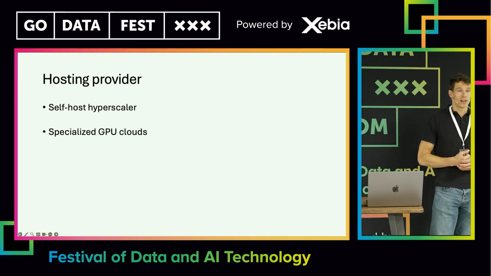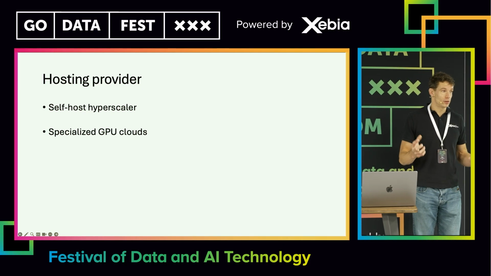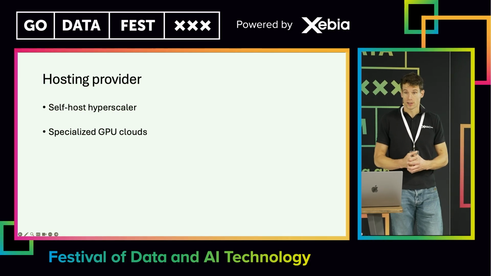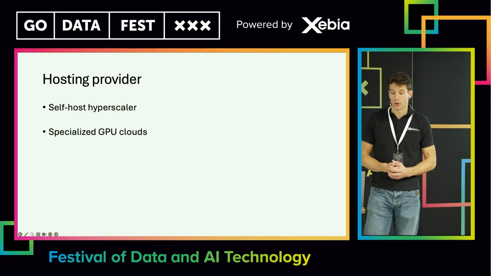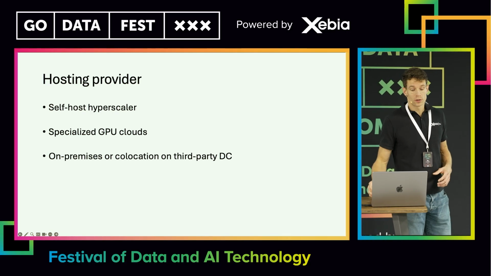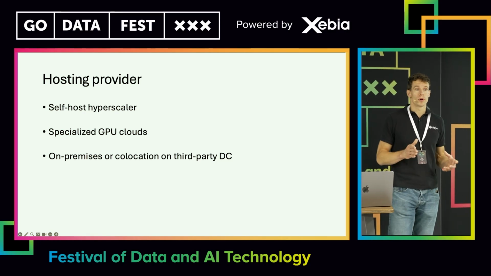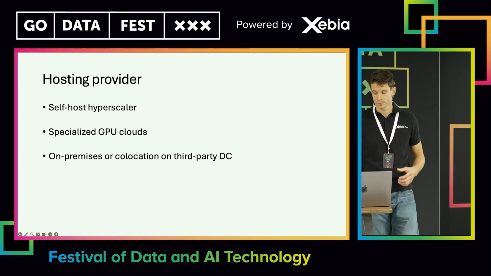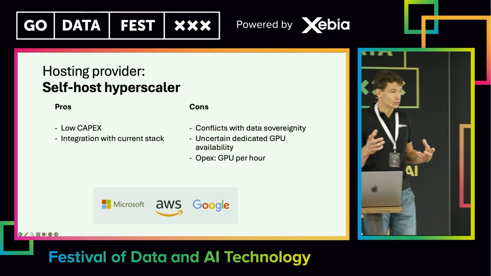We can pick specialized GPU clouds. It's still a cloud solution, but these clouds typically only rent GPUs to you. Or we can buy our own hardware and run our stuff on premises. So let's look at each of these three.